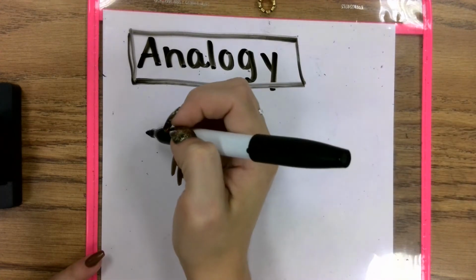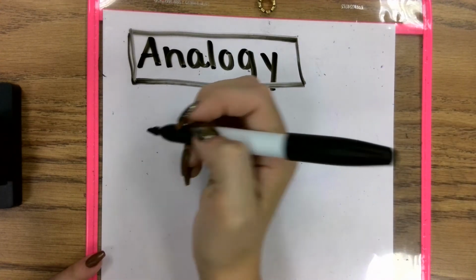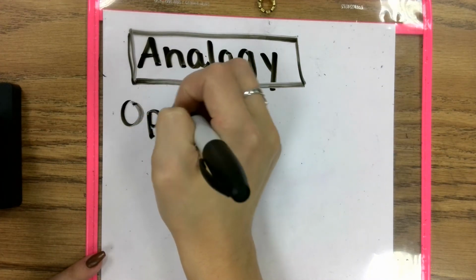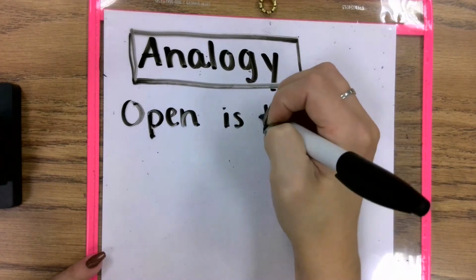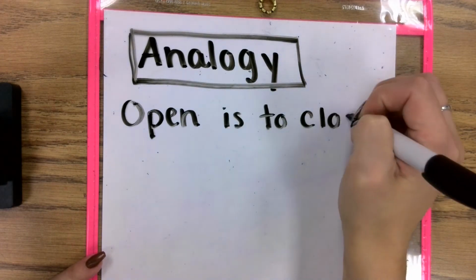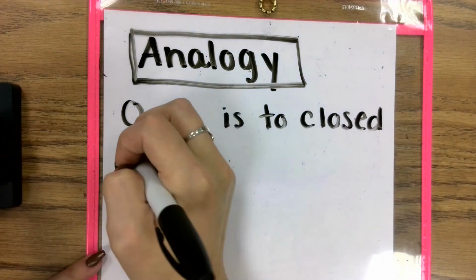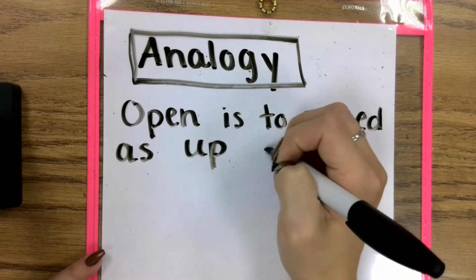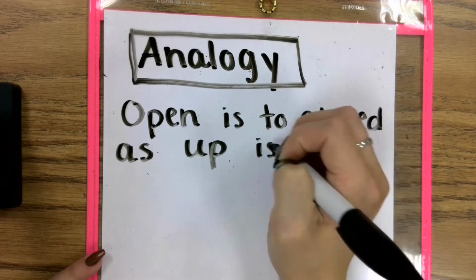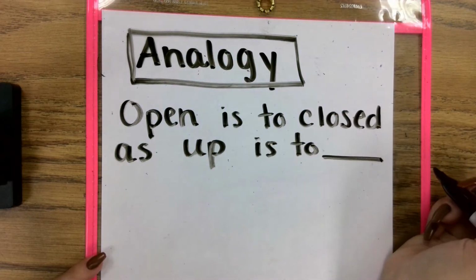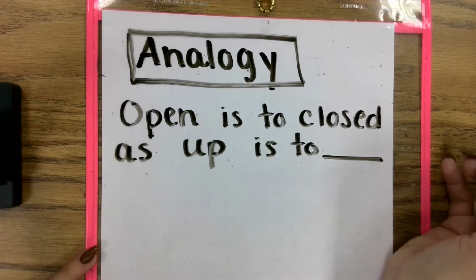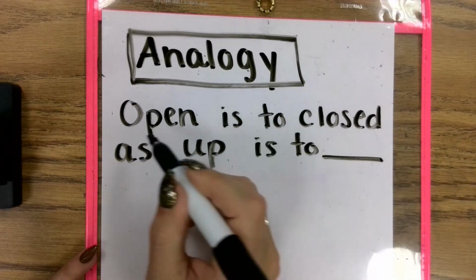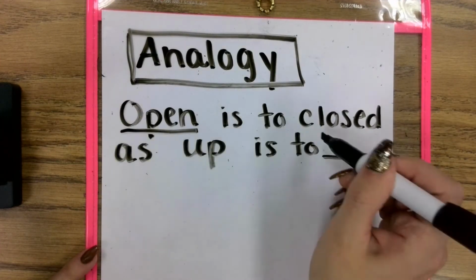So, for example, if you said that open is to closed as up is to blank. To finish this analogy, you have to find the relationship between the things that it's comparing. So here we have open is to closed.